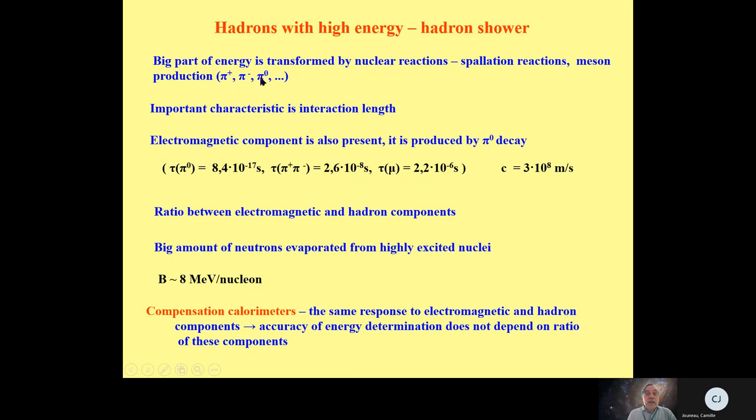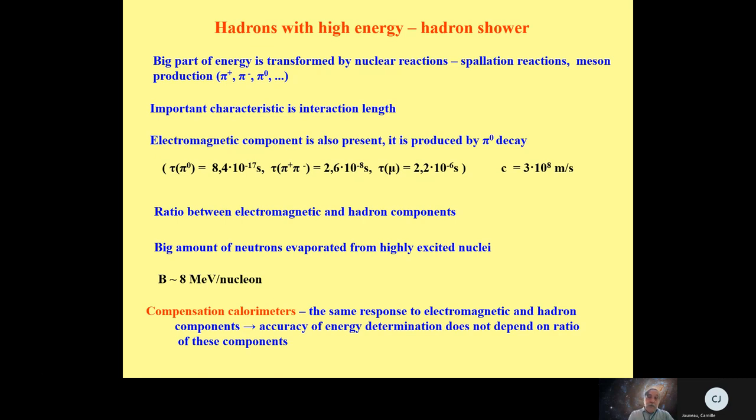And this pi zero is decaying with the lifetime here to two gammas. And if the energy of the pi zero is very high, the energy of these gammas is also very high. That means they will start to produce an electromagnetic shower.